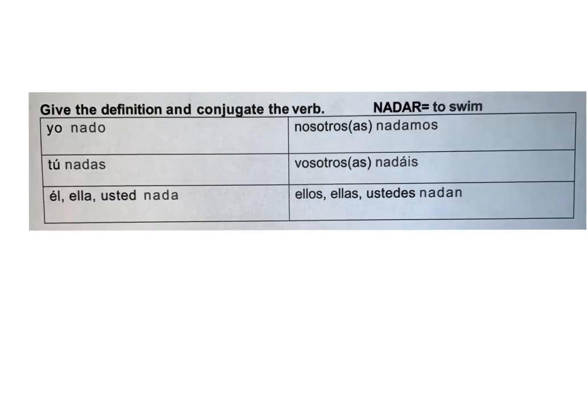So check your work. Nadar actually means to swim. It's not one that you need to have memorized right now. Nado, nadas, nada, nadamos, nadáis, nadan. All right? And so again, if I wanted to say you swim informal, I would use nadas too. All right? If I wanted to say you plural, formal, I would say nadan. Ustedes nadan. All right? So that is the basics of conjugating AR verbs.